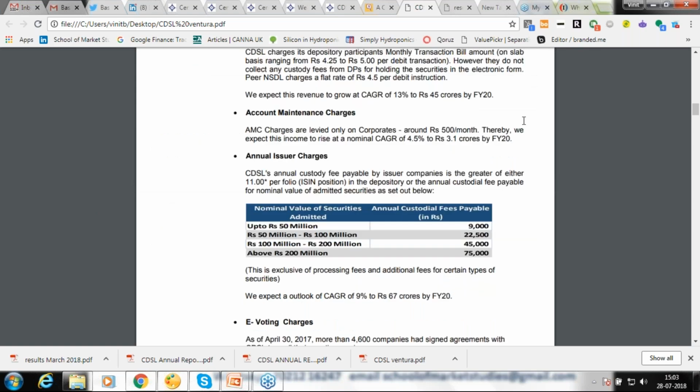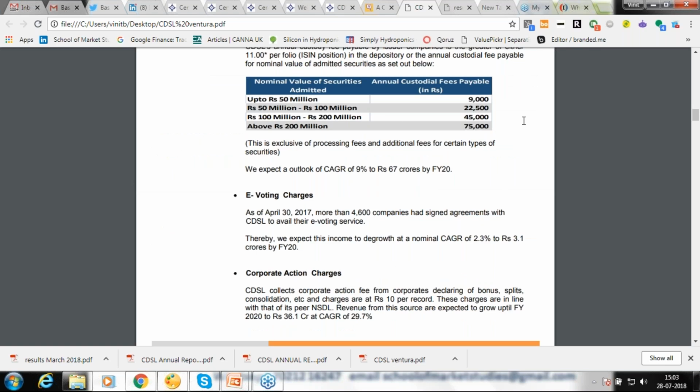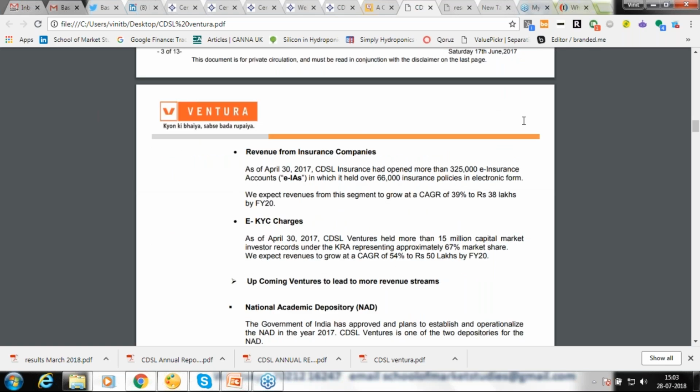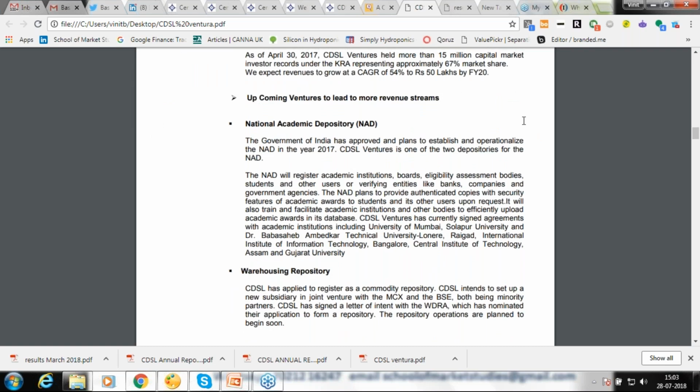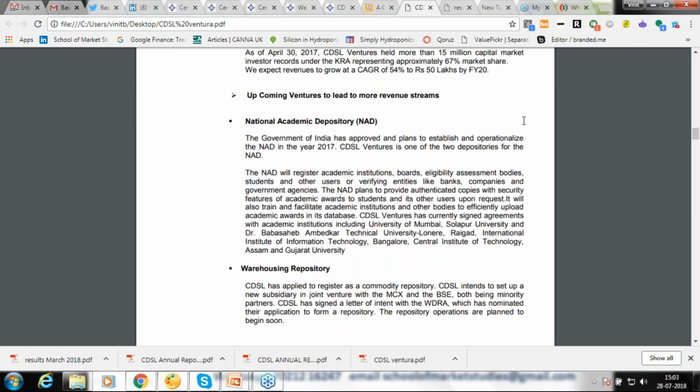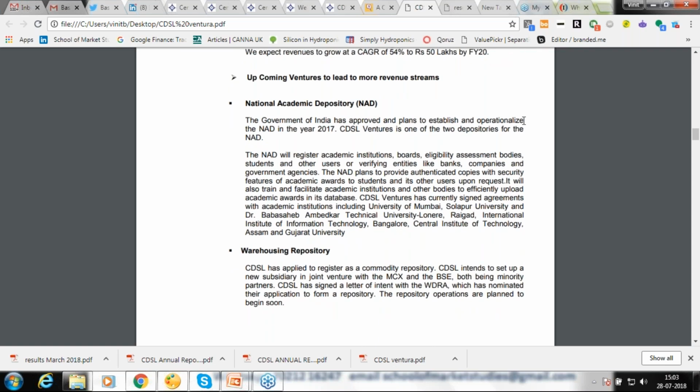Okay, so these are more details. I will send these reports, you all can read them on your own. Okay, so these are the new upcoming ventures to lead to more revenue streams, right? So one is the National Academic Depository for academic institutions, okay, eligibility assessment bodies of students, and warehousing that I spoke to you about. So that's a huge data bank.